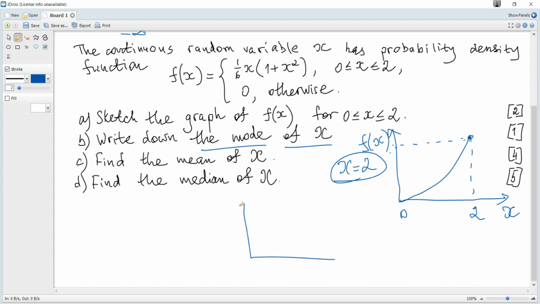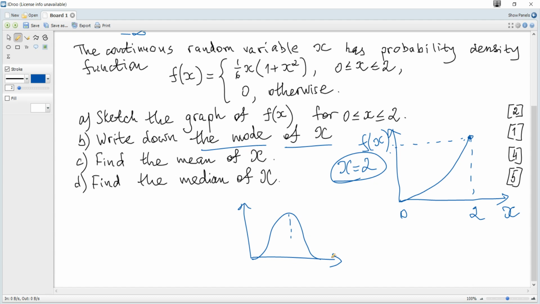It may be that the probability density function looks like this, and in general to find the x value which is the mode, we need to find a turning point, so we find the derivative, equate it to 0 as usual, and solve it and find the corresponding x value.